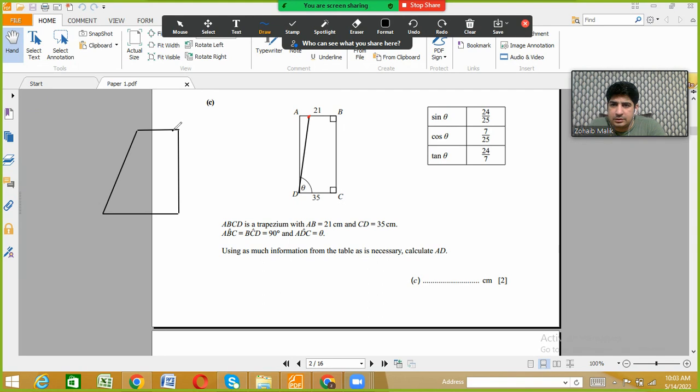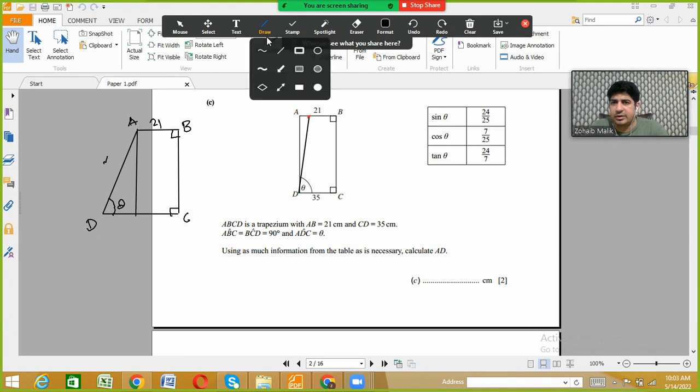So now this is B, C, which is 90 degrees, and this is 21 centimeter, and this is angle theta, and this is A and D. So now in ABCD we have to find AD. The given information is about sine theta, cos theta, and tan theta, and by using this we have to find AD. So we have to deliberately make a right angle triangle. So what if I draw a straight line here? This will change into a right angle triangle.